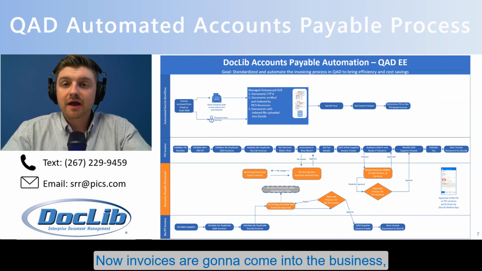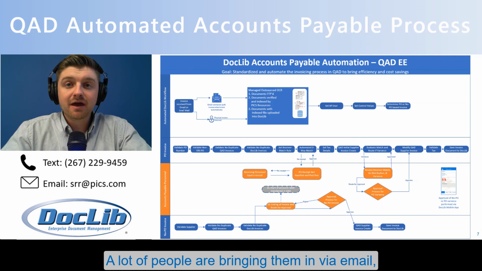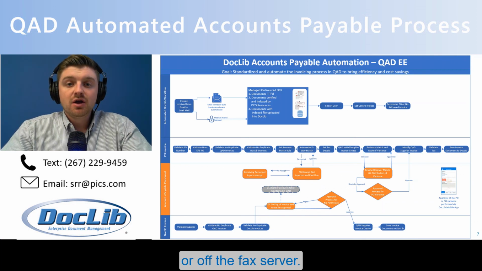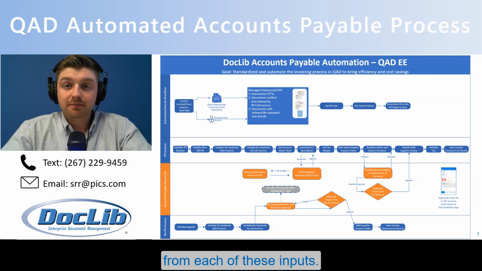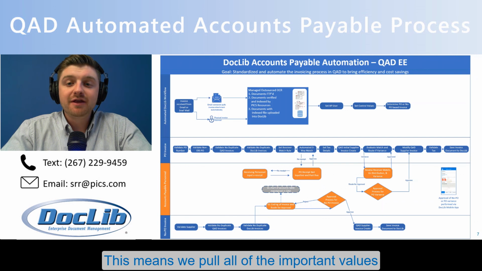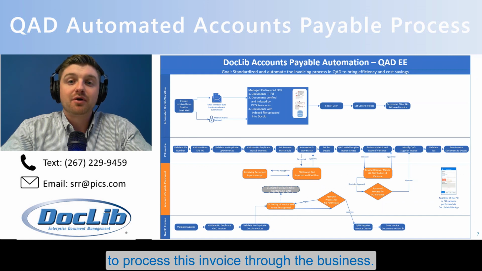Now, invoices are going to come into the business, as I mentioned, as they typically would in the business. You know, a lot of people are bringing them in via email. They could be pulled straight off of a scanner or off the fax server. We're also automatically picking up this invoice from each of these inputs. We then perform automated indexing of the document. This means we pull all of the important values we'll need from the document without any user intervention to then determine how we plan to process this invoice through the business.